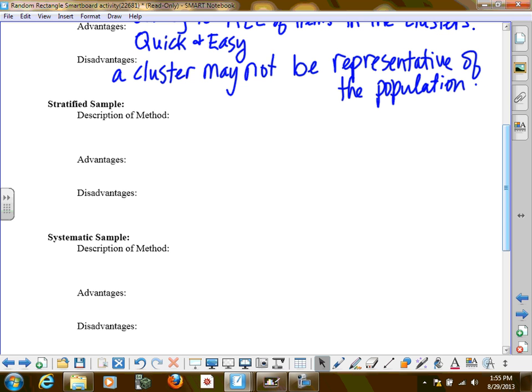Next, we're about out of time. So I think you're going to have to tell me tomorrow, because I stopped in a different place in every class, that we are at stratified, and then we'll finish that out. Okay.